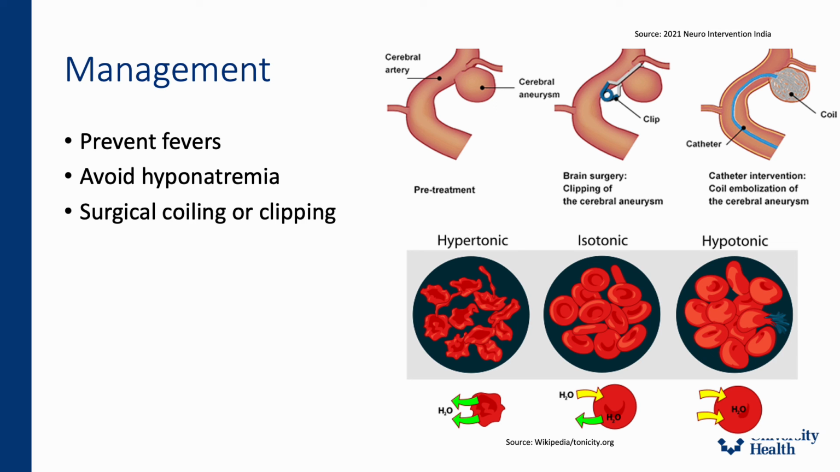Surgical coiling or clipping is usually going to be the treatment for these patients, as you can see in these pictures here. Clipping of the cerebral aneurysm, so they go around the neck of the aneurysm and they clip it, or they go in there and they kind of just coil it, and this will prevent it from rupturing or further bleeding.